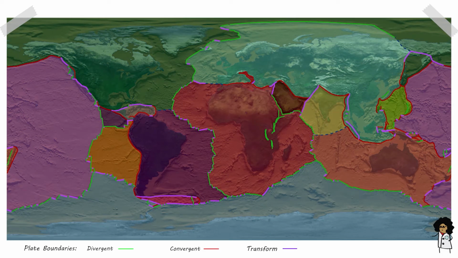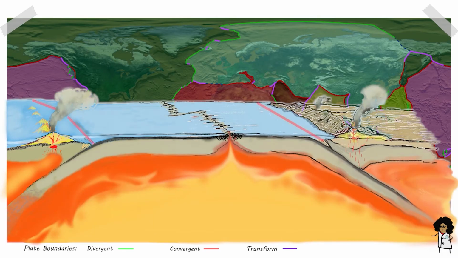Now we have covered 3 types of plate boundaries: convergent, divergent, and transform. In the next episode, we will talk about how scientists came up with the theory of plate tectonics.